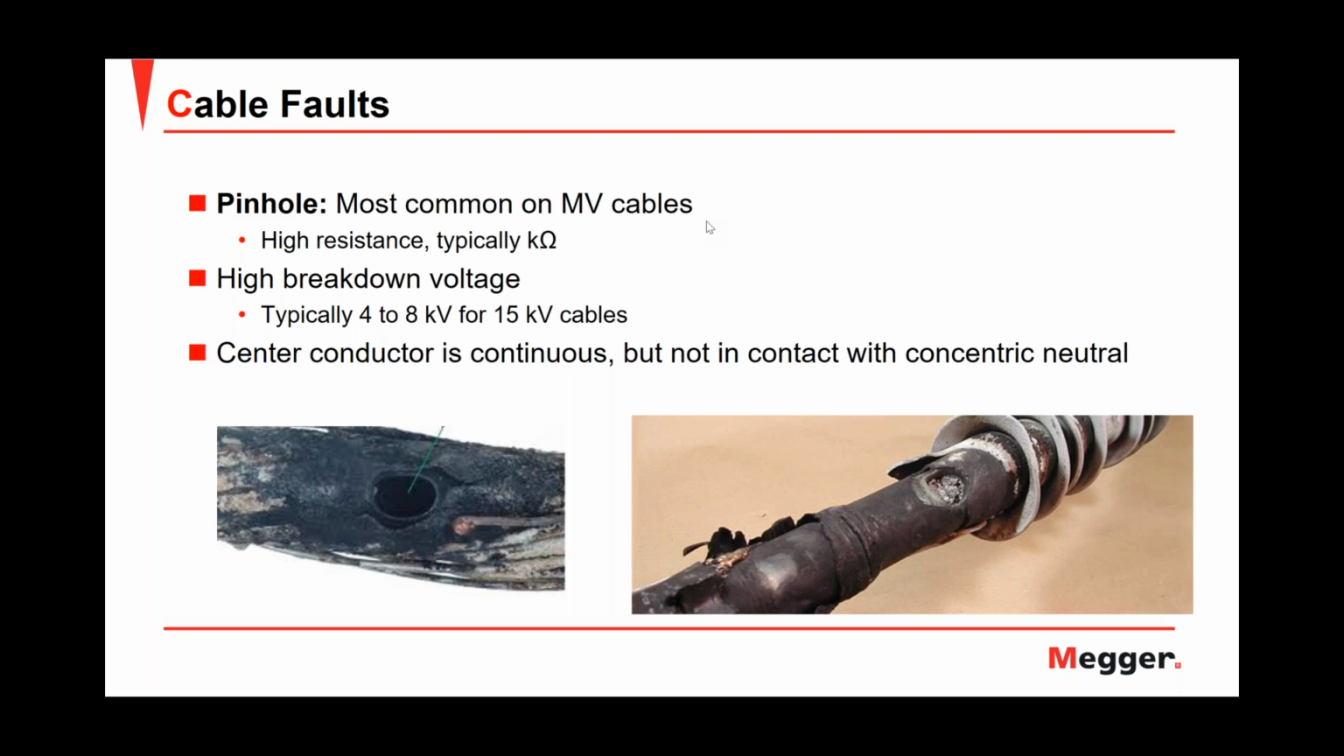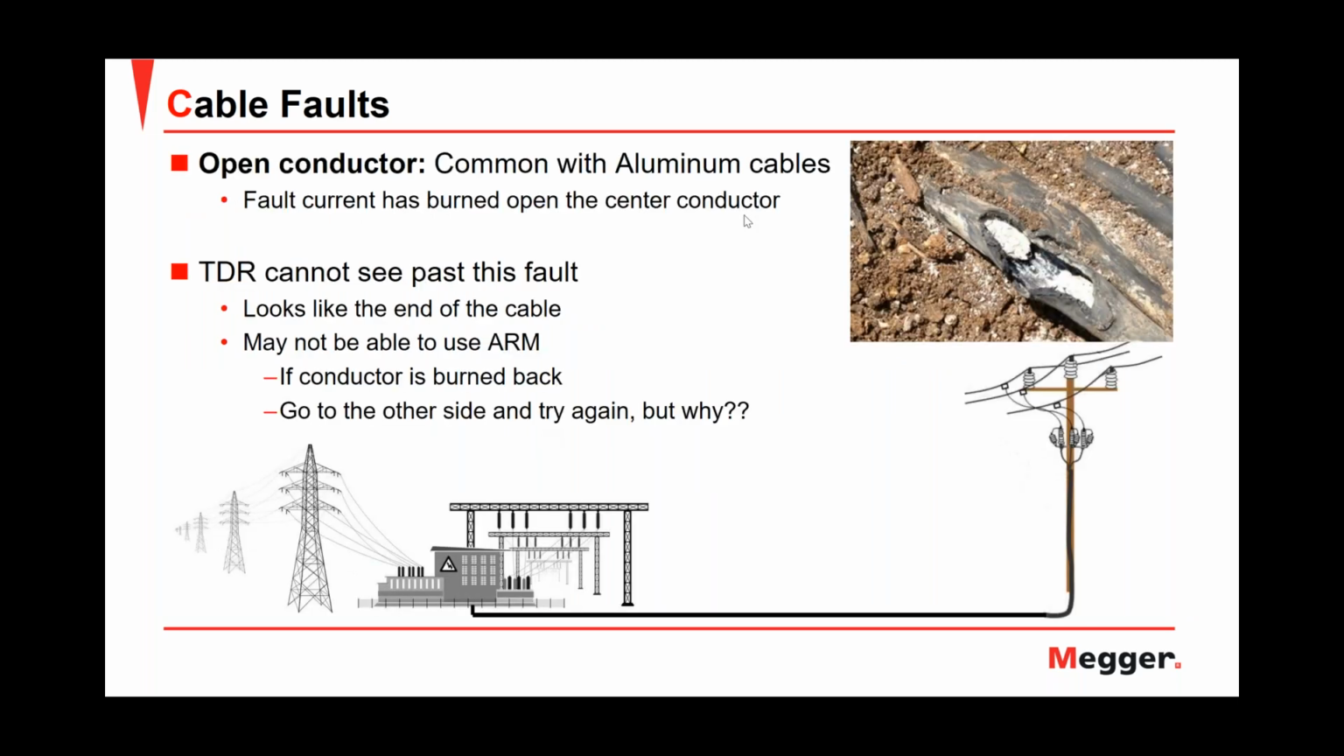The next fault I would like to talk about is the open conductor. This fault is very common when we have cables with a center conductor of aluminum material. In this case, the fault current has burned and opened the center conductor. In this kind of fault, the TDR cannot see past it, and it looks like it's the end of the cable because we have an open conductor.